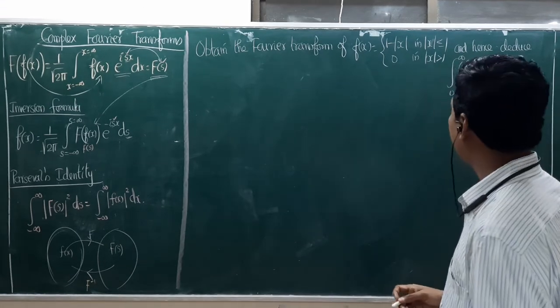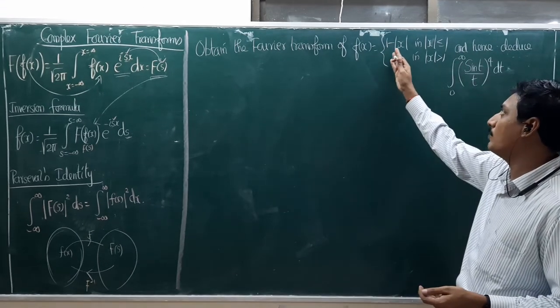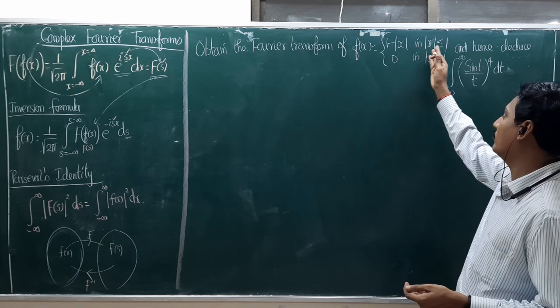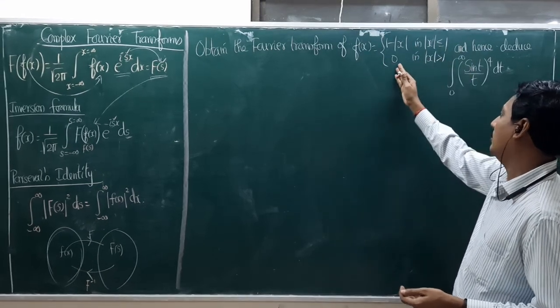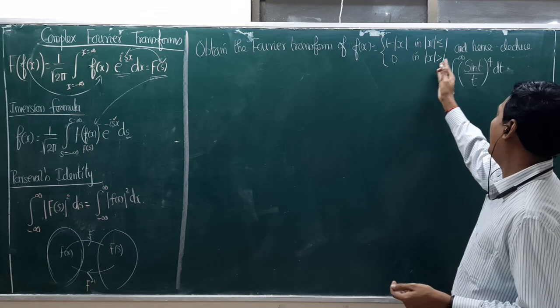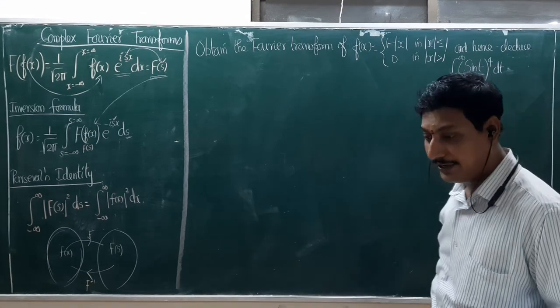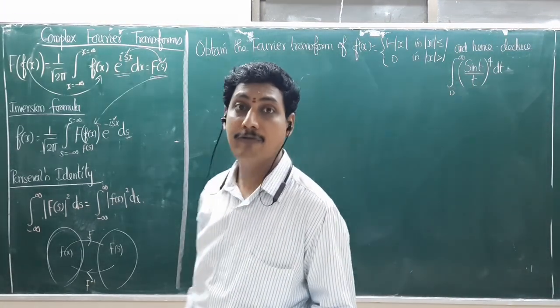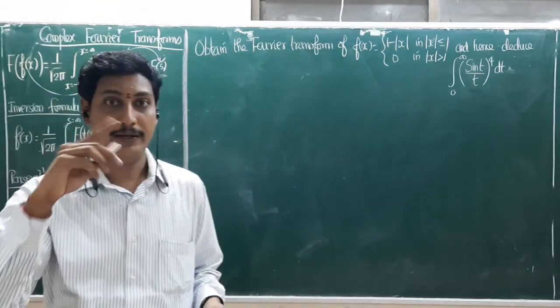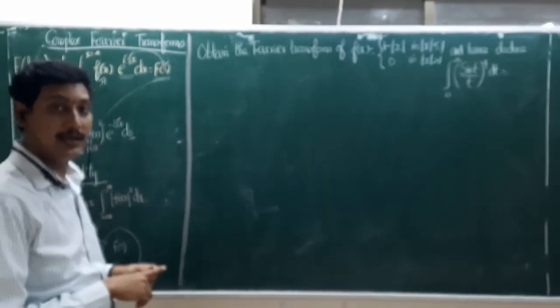Now see this question. Obtain the Fourier transform for the function f of x equal to 1 minus mod x in mod x less than or equal to 1, and 0 in mod x greater than 1. And hence deduce that the integral from 0 to infinity of (sin t by t) whole power 4 dt. Yeah, let us see that.